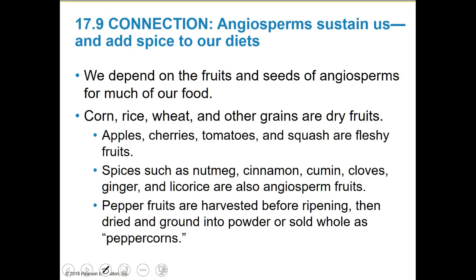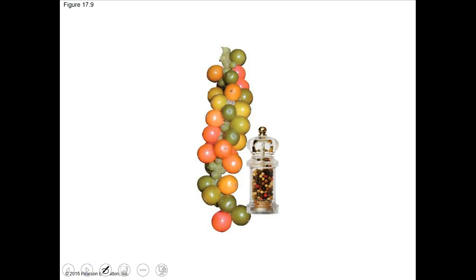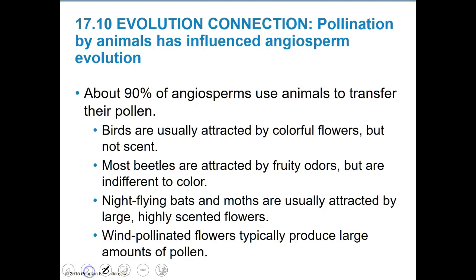So we depend on fruits and seeds of angiosperms for much of our food. Corn, rice, wheat, and other grains are dry fruits. We also have apples, cherries, tomatoes, and squash that are fleshy fruits. Spices like nutmeg, cinnamon, cumin, cloves, ginger, and licorice are also angiosperm fruits. Pepper fruits are harvested before ripening and then dried, and that's how we get peppercorns. That'll give you that peppery flavor. There you go, your peppercorns, and that's how they end up.